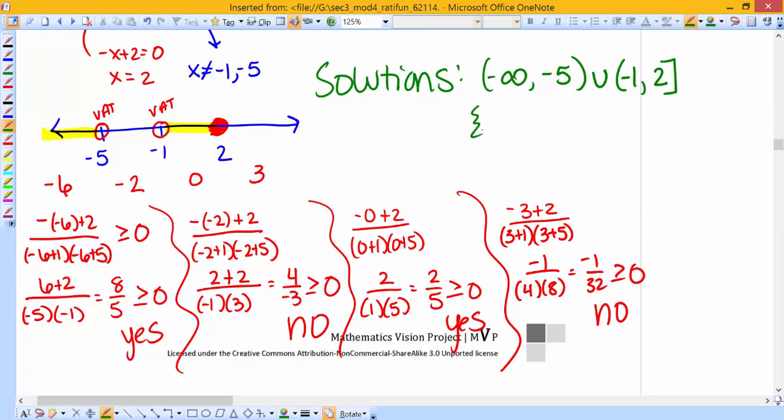For set notation, this would be x is less than -5 or greater than -1 and less than or equal to 2. You take your pick how you want to write it. I will be prepared for either one when you guys are writing your solutions on any assessments.